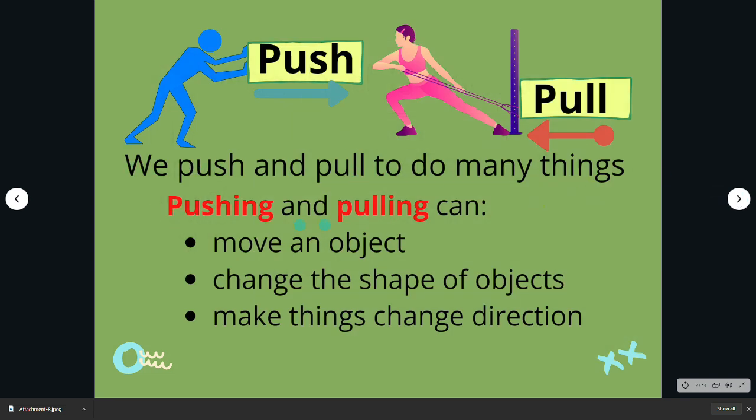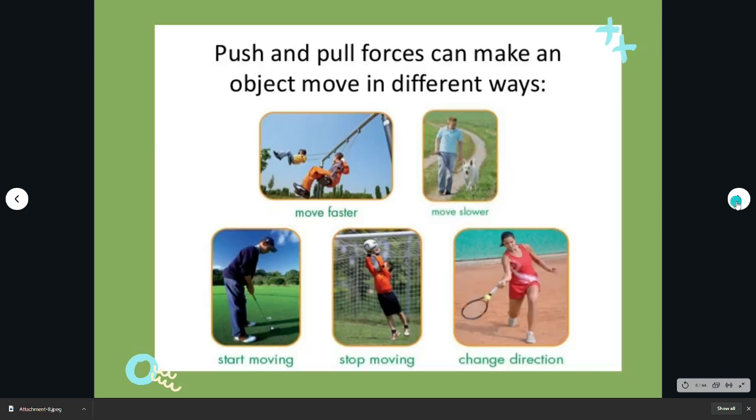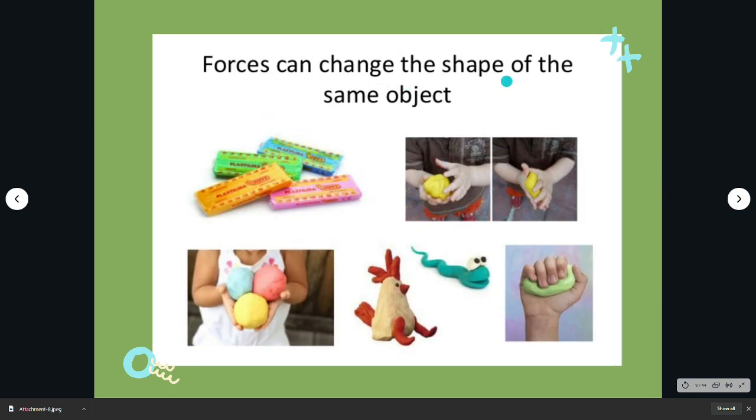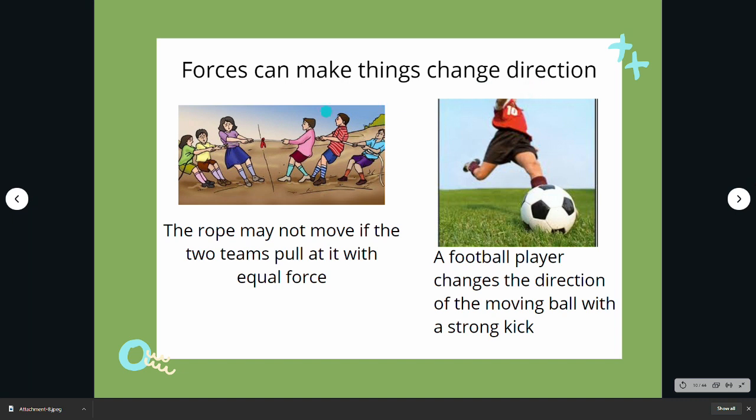Remember, pushing and pulling can make an object move faster or slower, start moving or stop moving, or change direction. They can also change the shape of objects, just like this. And pushing and pulling can make things change direction, like here. The rope may not move if the two teams pull at it with equal force, or when a football player changes the direction of the moving ball with a strong kick.